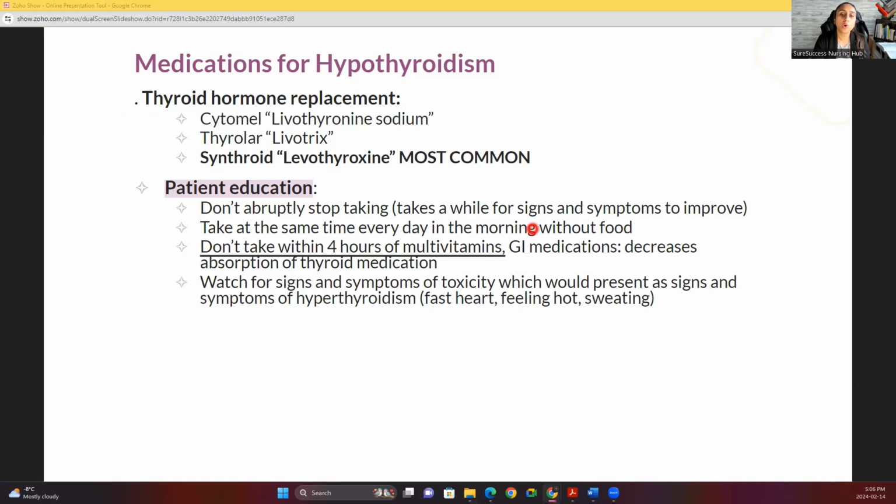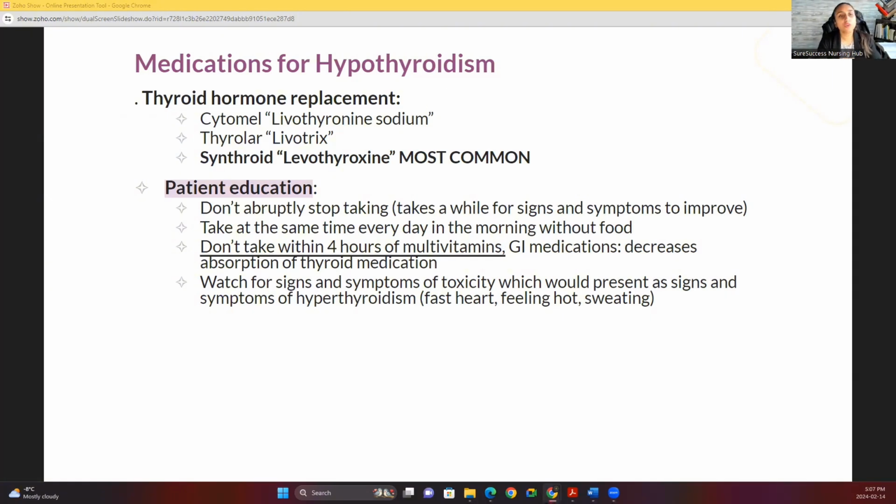And when is the best time? Morning, without food. And in case the patient is taking a multivitamin, there should be a minimum gap of 4 hours. The reason is when you take the medication and on top of that you take the multivitamin, your intestine will absorb the vitamin first. It will not absorb the thyroid. So if you want to take the multivitamin, take it in the evening, right? 4 hours later. That is the best time.